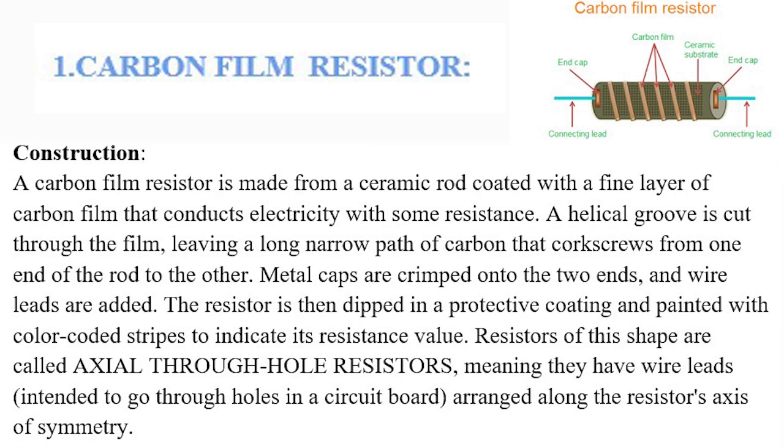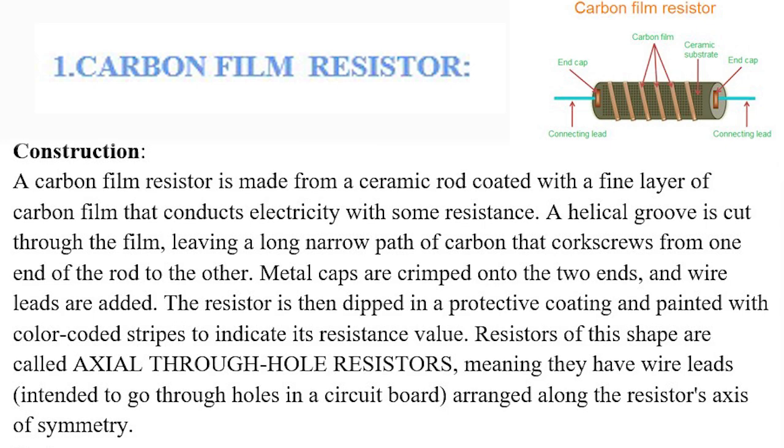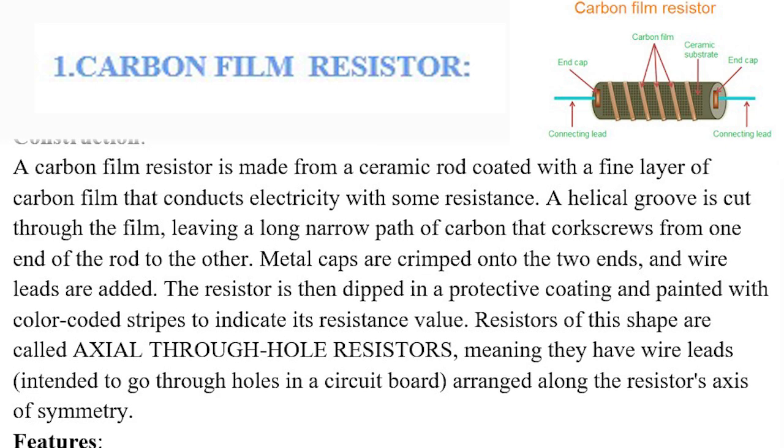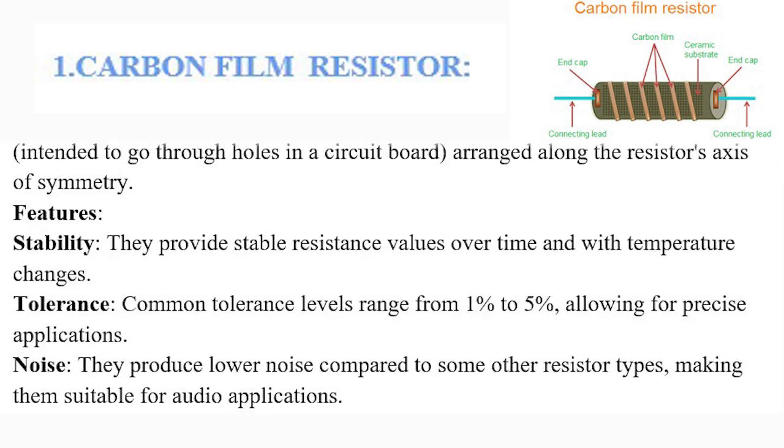Resistors of this type are called axial through-hole resistors, meaning they have wire leads intended to go through holes in a circuit board. Carbon film resistors have many important features. They have stability: they provide a stable resistance value over time with temperature changes. They have tolerance: common tolerance levels range from 1% to 5%, allowing for precise application. They produce low noise as compared to some other resistor types, making them suitable for audio applications.